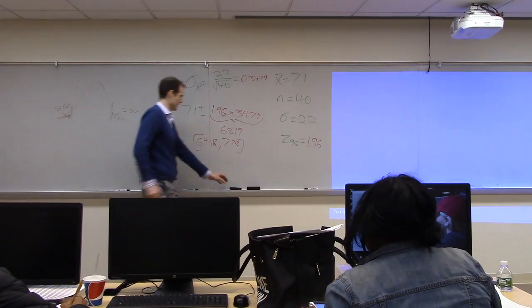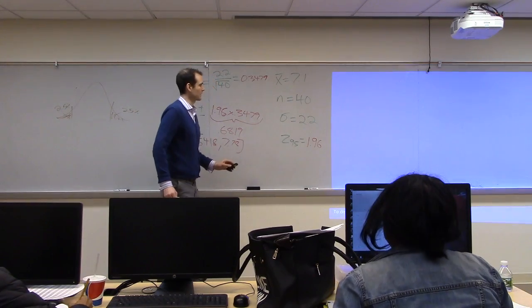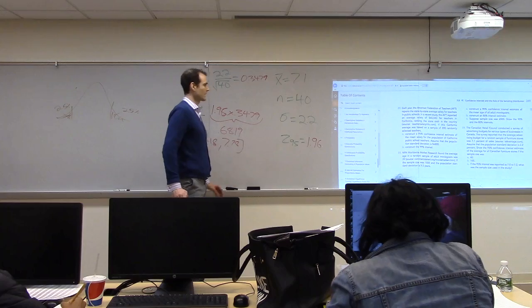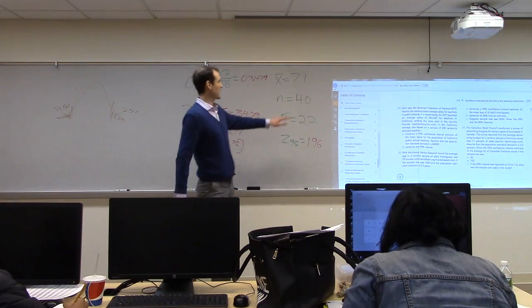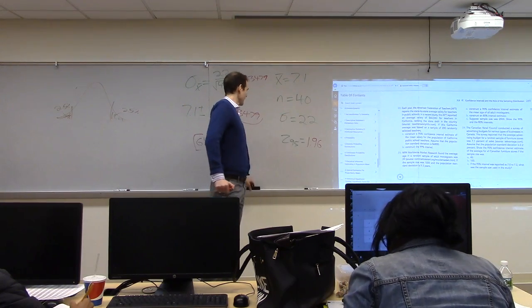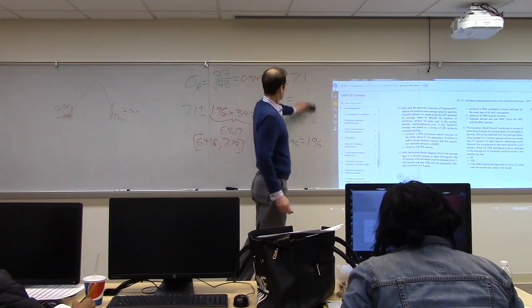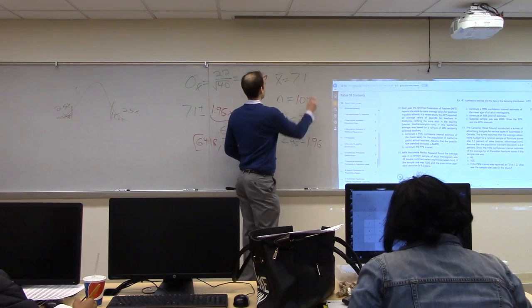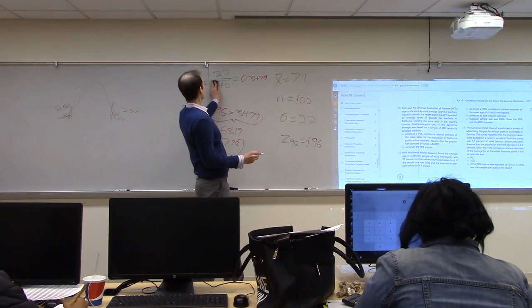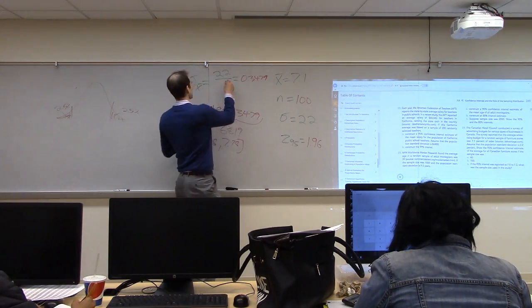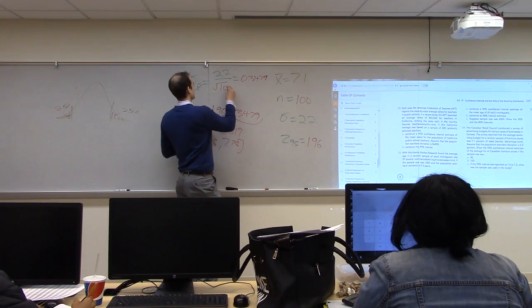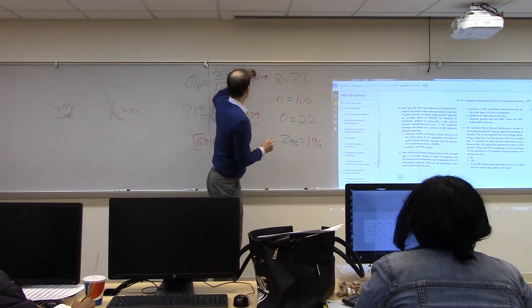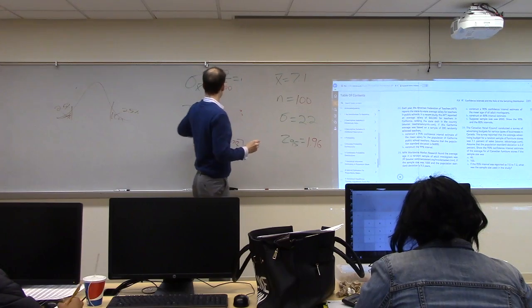What was the next part of this question? Oh, if we change the sample size. So instead of a sample size of 40, what if we have a sample size of 100? Alright, so this changes. Now we need to take the square root of 100. And all of this is going to change.